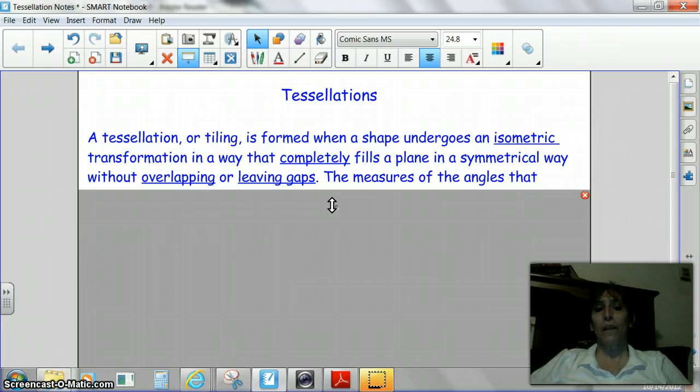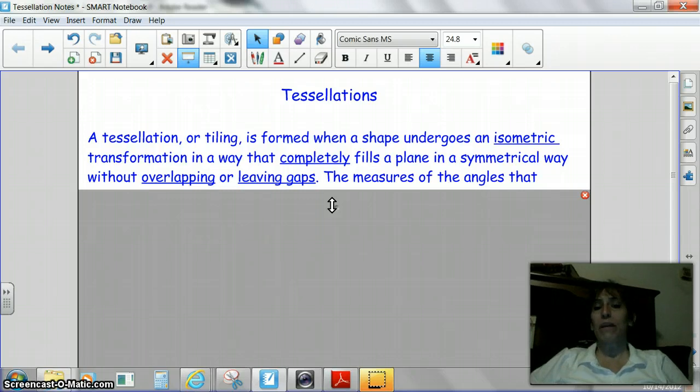Alright, so you've got a tessellation and it's going to undergo isometric transformations. Remember, those are transformations that keep their shape and size. So basically you're either doing a translation, a reflection, or a rotation on them. Dilations don't count on this one.